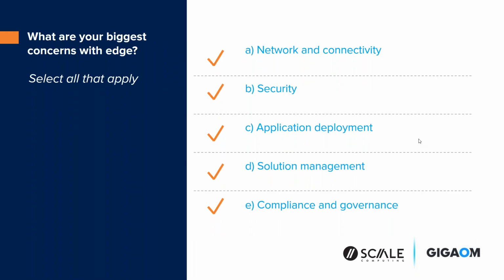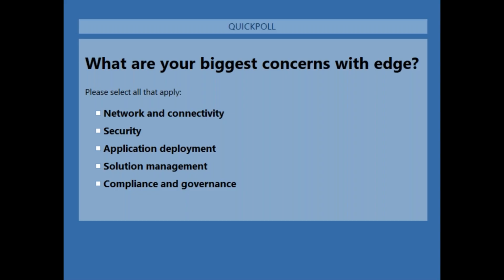Well, I think it's time for another user poll. And this one, I'm really interested to see how people respond because I have my own ideas, but I'm curious what listeners and viewers think. What's your biggest concern with the edge? Is it networking and connectivity? Is it security, application deployment, solution management, compliance and governance? Feel free to select as many as you think are top concerns. So maybe your top 2 or 3.